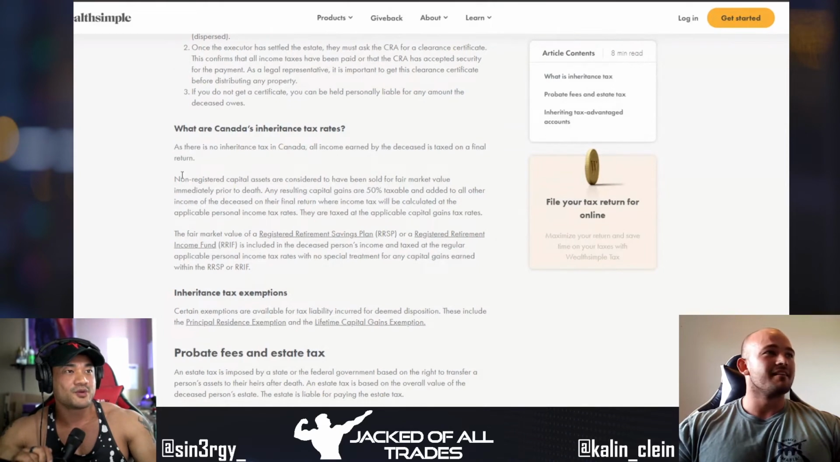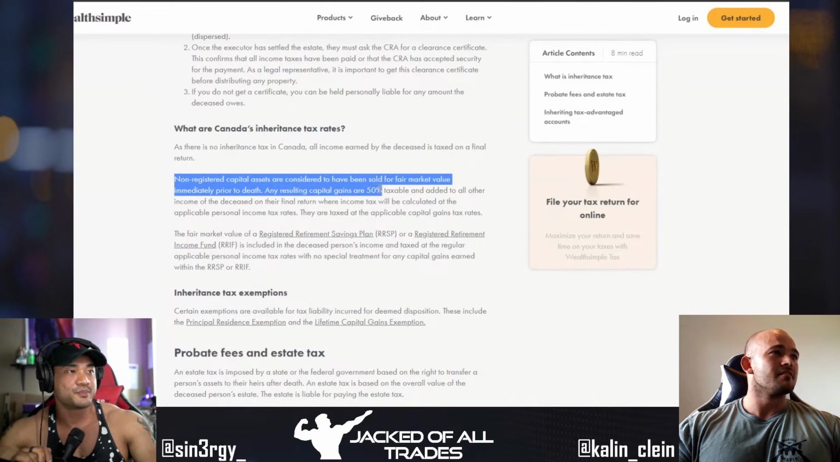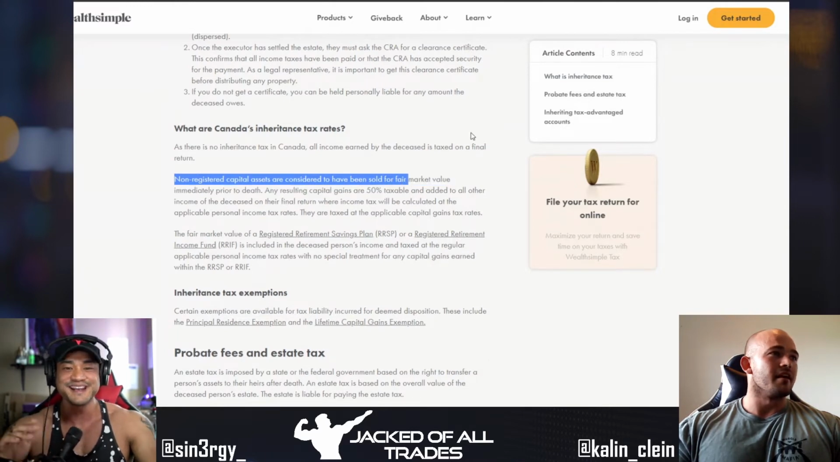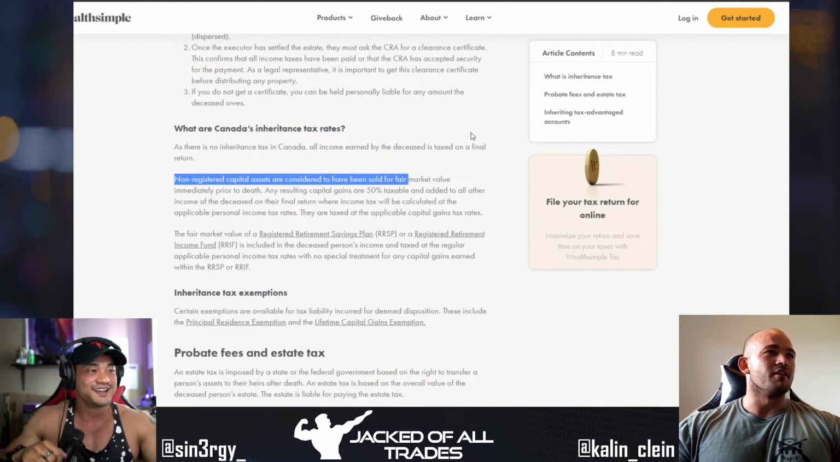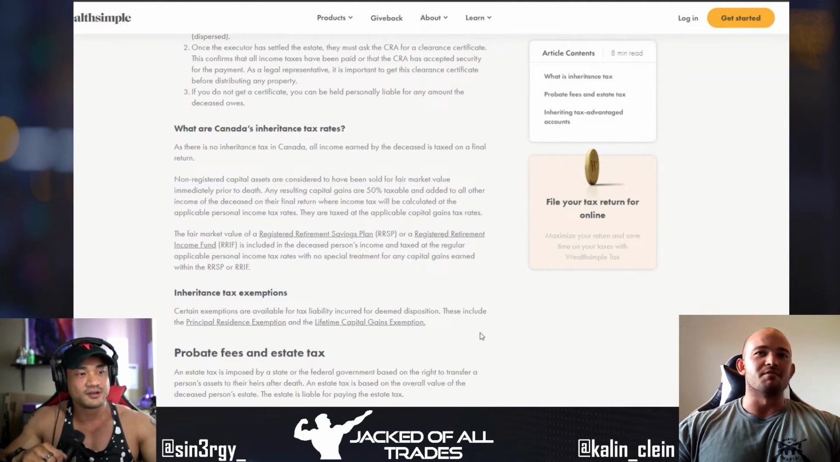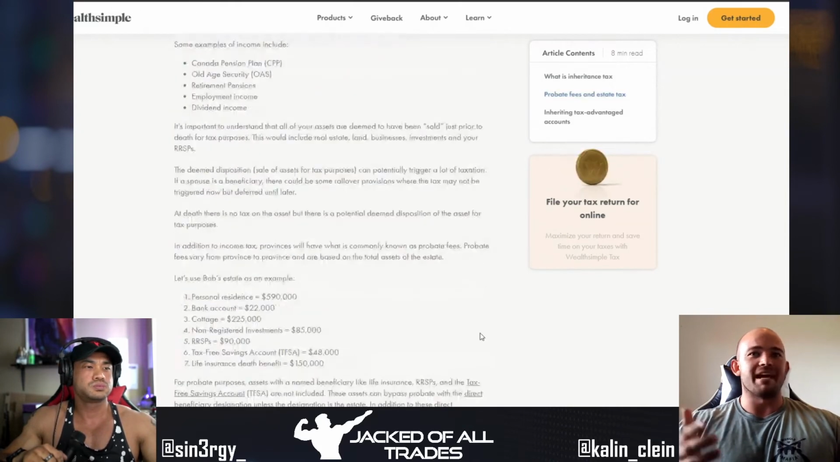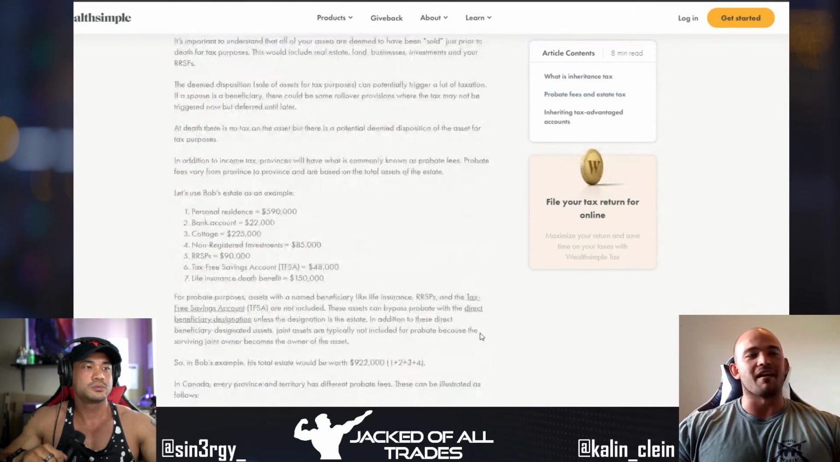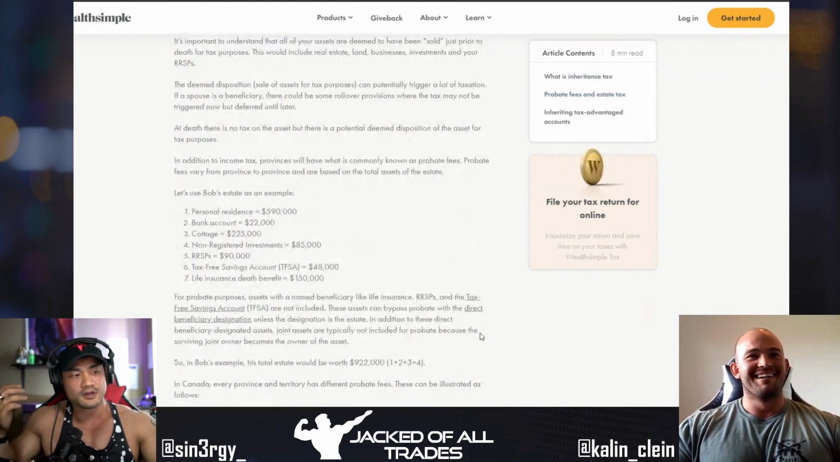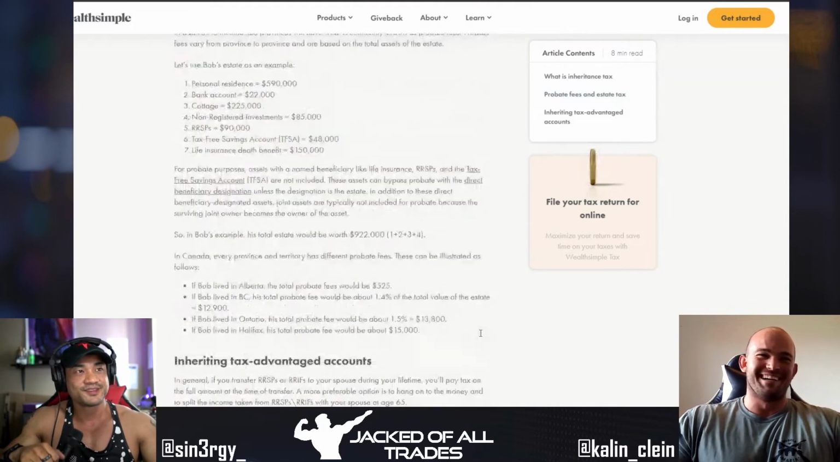On top of that, non-registered capital assets are considered to have been sold for fair market value immediately prior to death. Any resulting capital gains are 50% taxable. So you're just getting hosed. There you go. So that's why. If you look at my parents' cottage, they bought it for $30,000 in the 80s. Now it's worth a few million. So their capital gain on that is, say, $2.5 million. So I'd be paying tax on $2.5 million if they gave me that cottage. It's messed up, for lack of a better term.